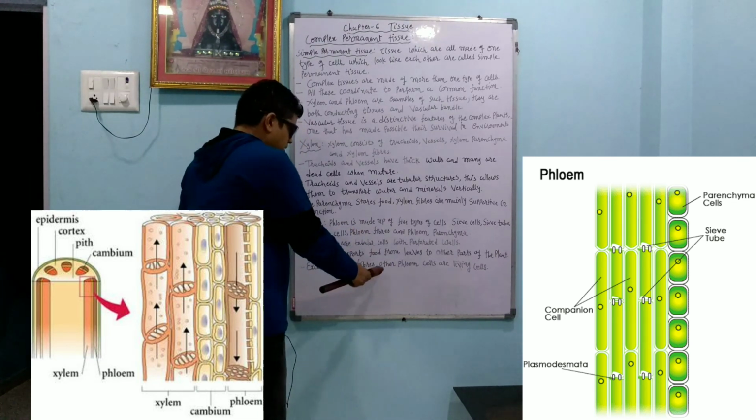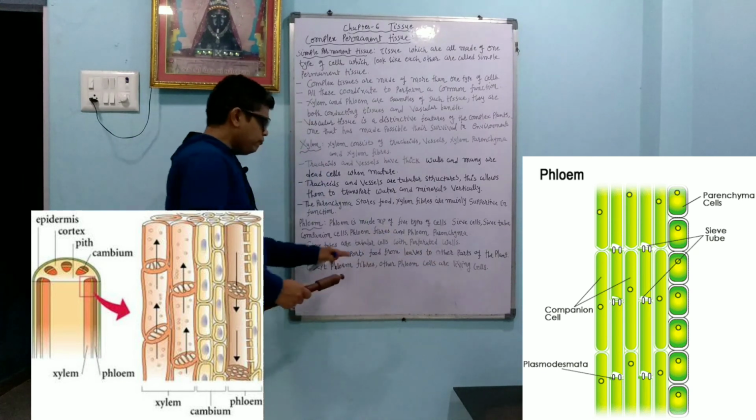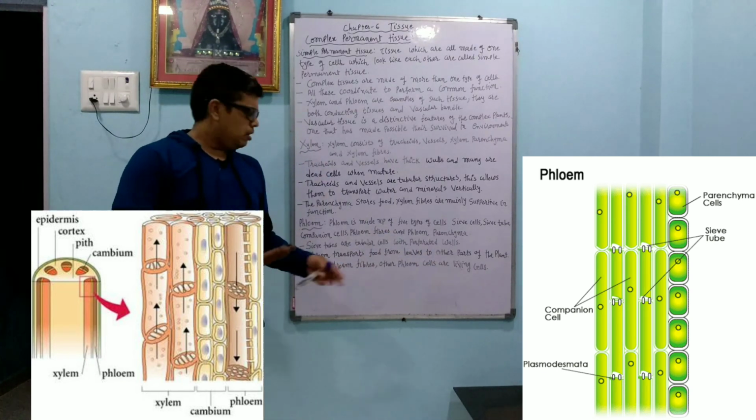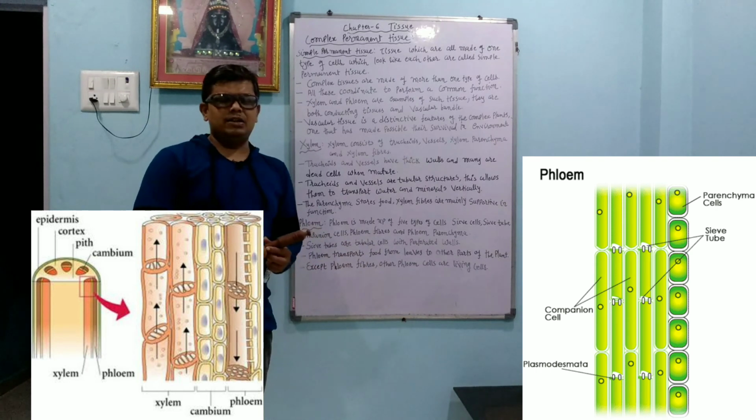Except phloem fibers, other phloem cells are living cells. So only phloem fibers are dead cells. Other cells are living cells. So this is all about the simple permanent tissue and the complex permanent tissue. Thank you so much.